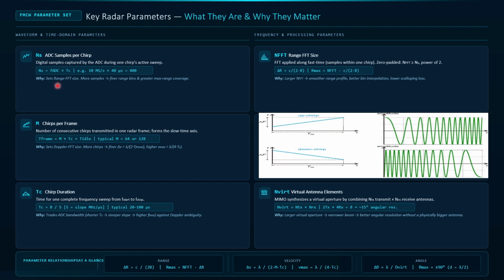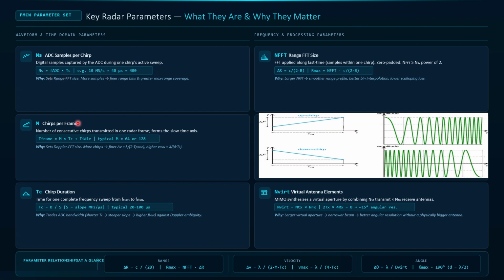The maximum range a radar can see is dependent on two things. One is the sampling frequency of the ADC, another is the chirp period. Basically, how long you are transmitting this signal for, the period. That's how you get the number of samples, and that is going to give you the range information. You see the R max; that is dependent on the number of samples we collect.